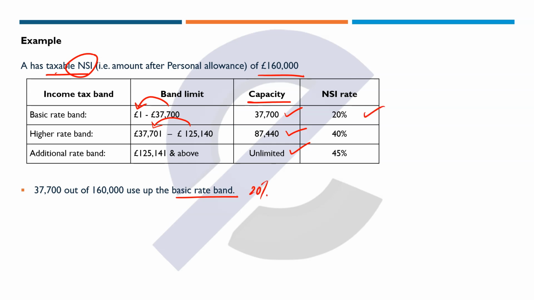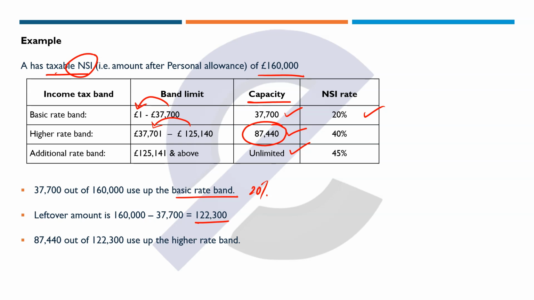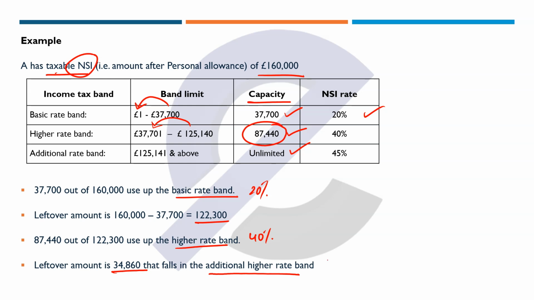Out of the £160,000, we still have £122,300 that remains to be taxed. But the next band, which is the higher rate band, only has the capacity to accept £87,440 of income. So out of the £122,300 remaining taxable income, £87,440 will be matched to the higher rate band and taxed at 40%. The £34,860 of taxable income that still remains to be taxed will be put in the third and final band and will be taxed at 45%.